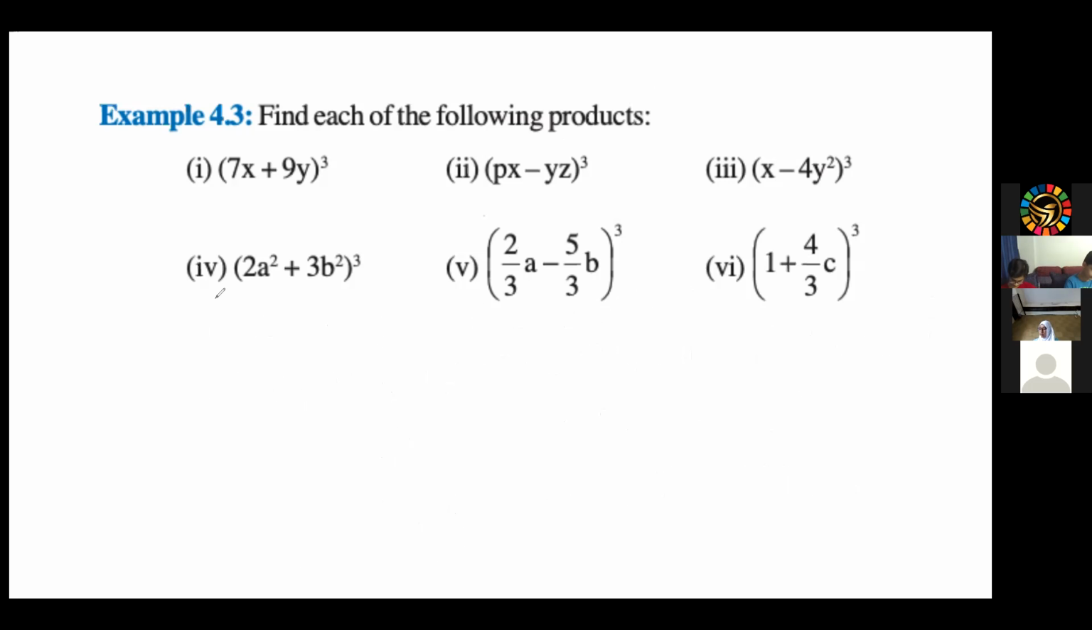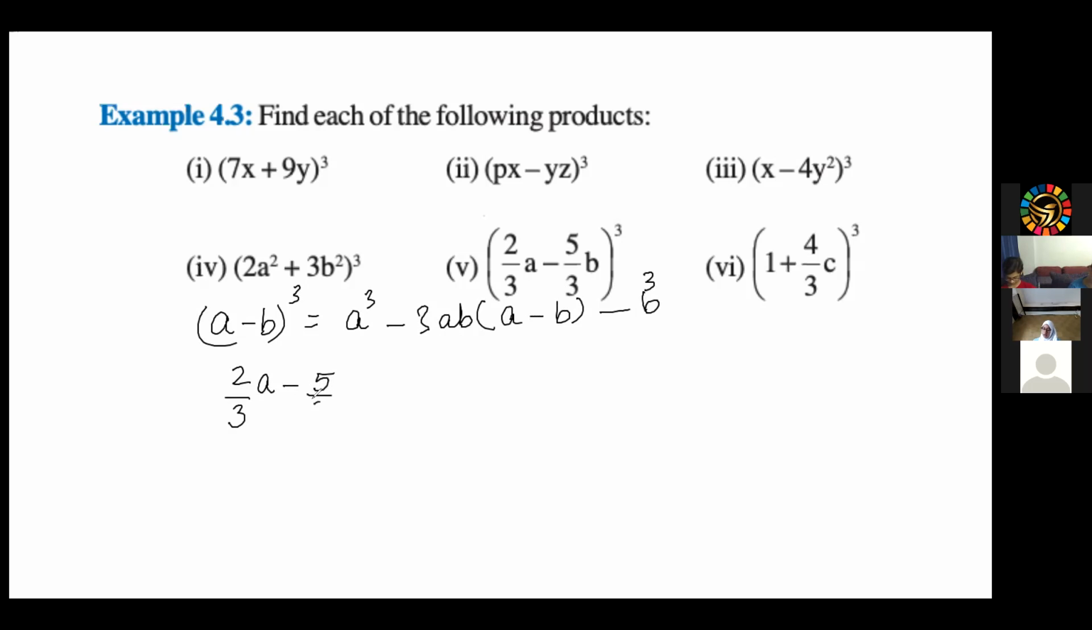Okay, tell me, Mudabbir, which formula: a minus b whole cube is equal to how much? A cube minus 3ab bracket a minus b, and minus b cube. So here our a is 2 by 3a and b is 5 by 3b. Whole cube. Tell me, what will be my first term? In place of a cube, what will I write? 2 upon 3a whole cube.